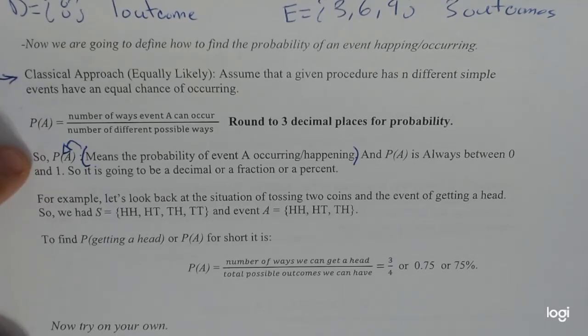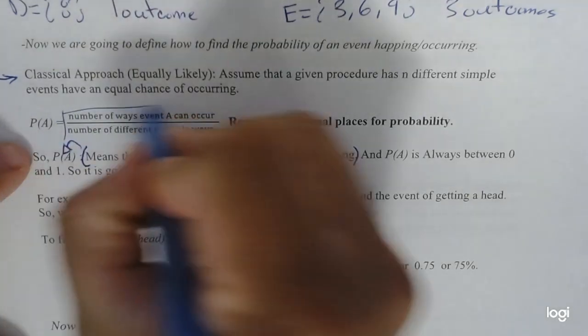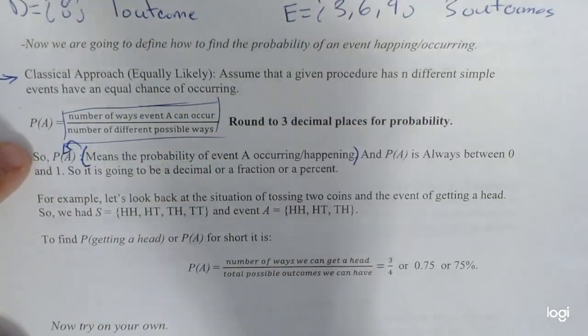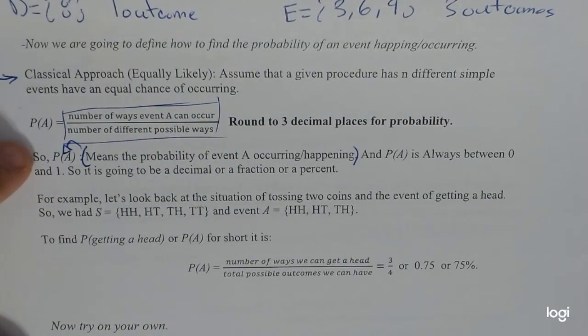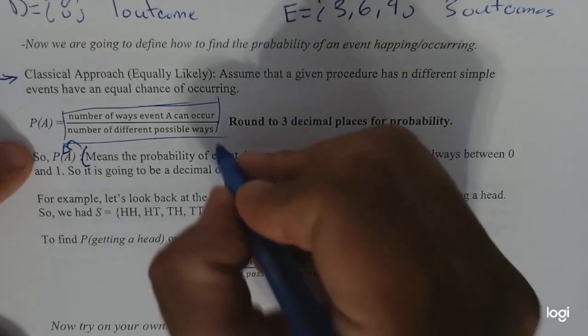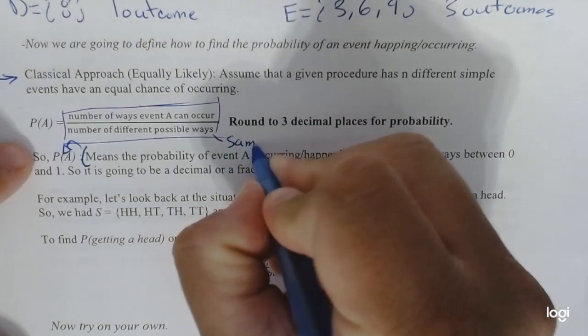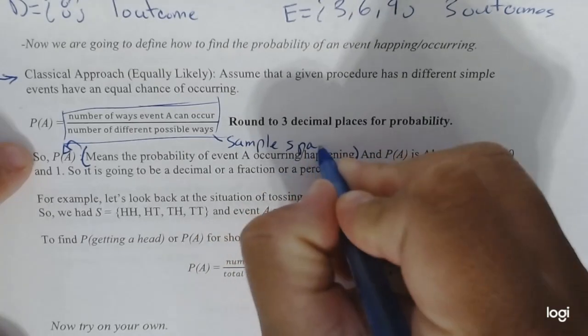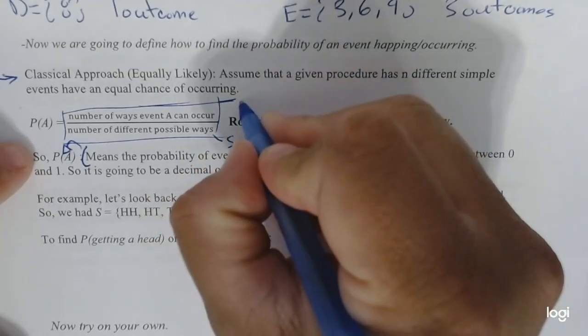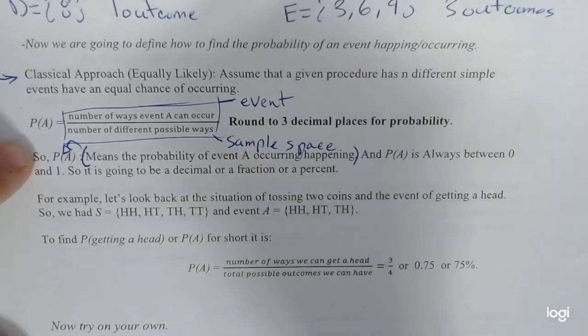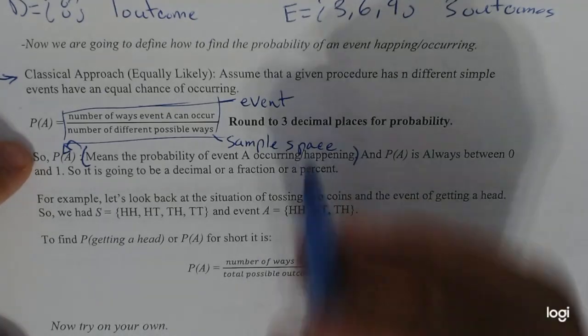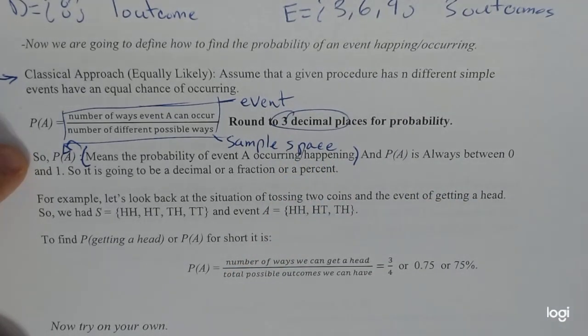Okay. Now, this notation of this probability has an equation. It's right here. It is the number of ways A can occur divided by the number of different possible ways, or in other words, the sample space. So in our probability, this is always going to be the case. It's going to be the event divided by the sample space, and round it to 3 decimal places.